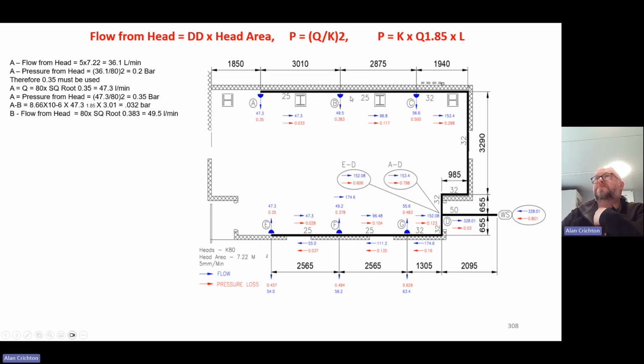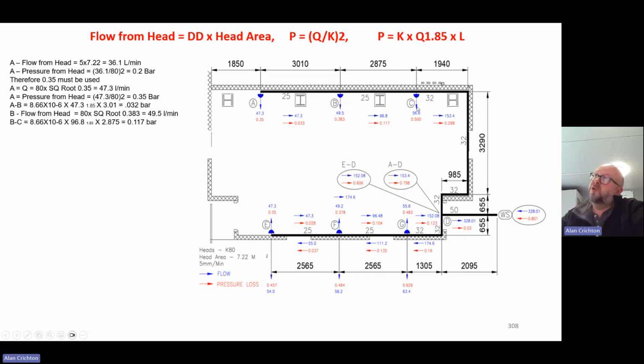So 96.8 from B to C, and basically, if we take the Hazen-Williams formula, we get the K factor from table TB227, table 2, the flow, which we get from the two heads, and the length of pipe is 2.875. So when we put all that together and we do that calculation, we find that the pressure loss down B to C is 0.117 bars. Okay? So just keep using the process and you should get your way through it.